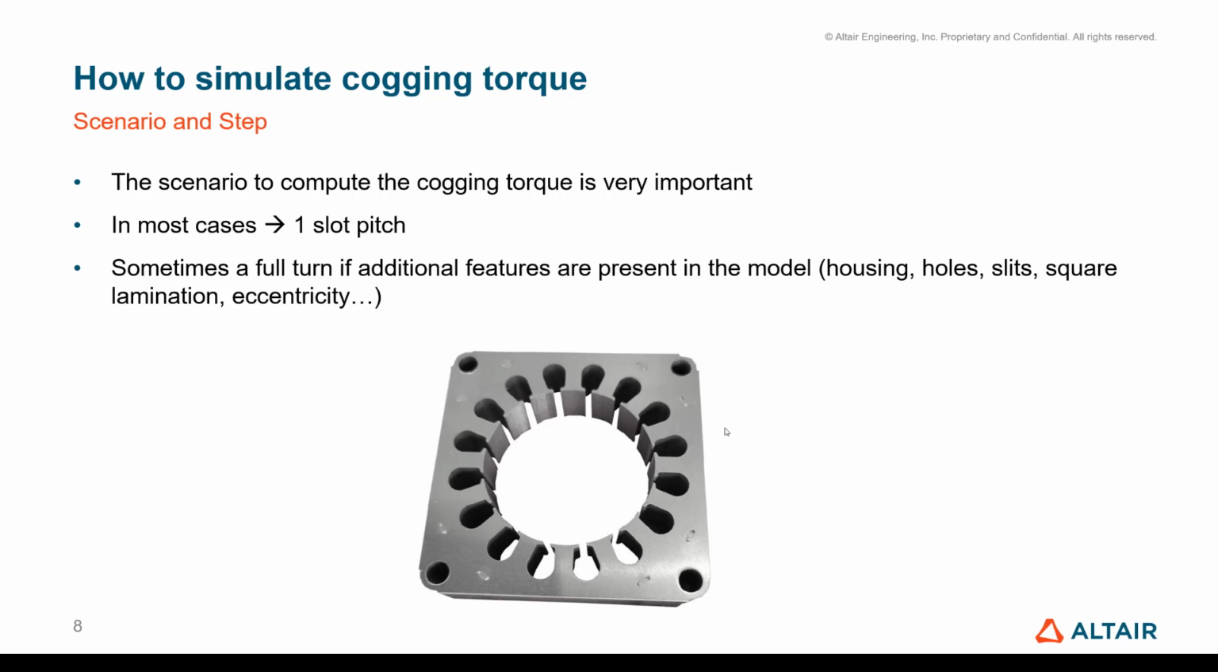For example, if you have housing which is not circular and periodic, if you have some holes somewhere, if you have some slits, like you may have sometimes in front of the teeth, so a square lamination like on the picture, or if you want to look at the cogging torque with the eccentricity, then for all of these cases, you will need to solve for a full turn with a very small time step.